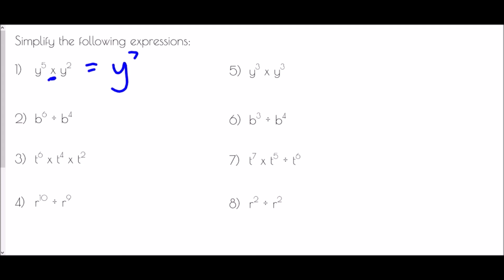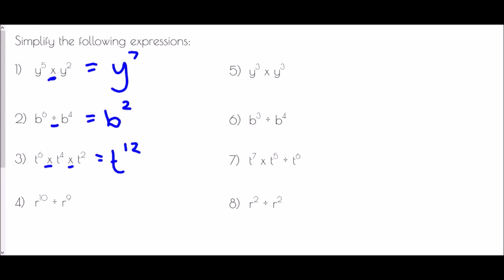In question 2, this is a division. When we divide with powers, we subtract the powers. So b as our base is going to remain exactly as it was, but now it's going to be 6 take away 4, which is 2. In question 3, we have multiplication and multiplication. Now, just because this is repeated doesn't change anything. We are still going to add those powers together. So it's still going to be t as our base, but we've got 6 plus 4 plus 2. So we have a total of 12.